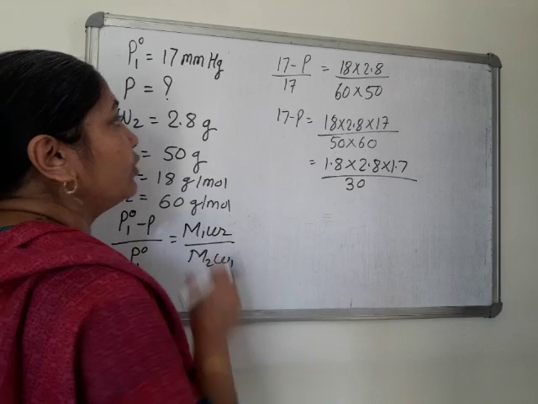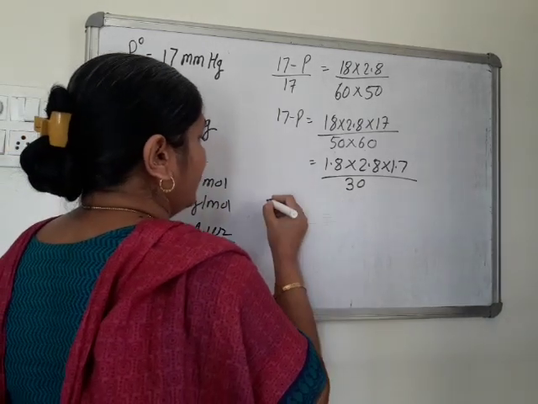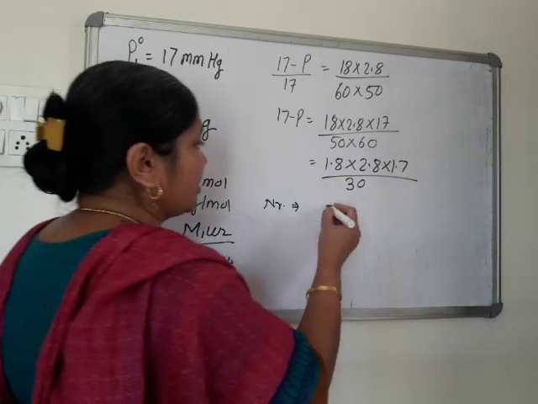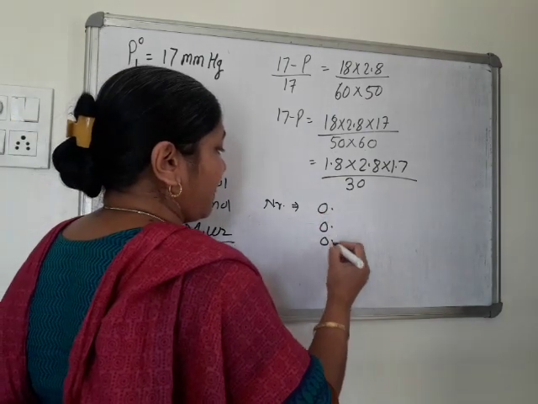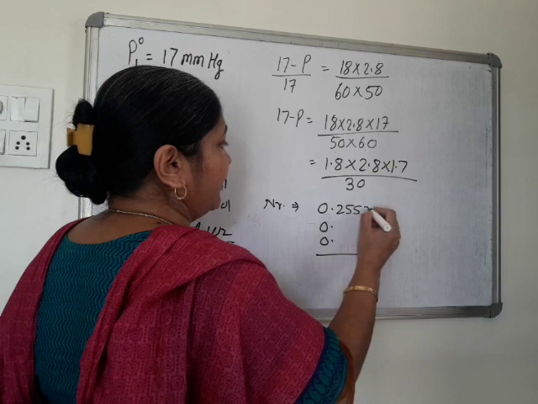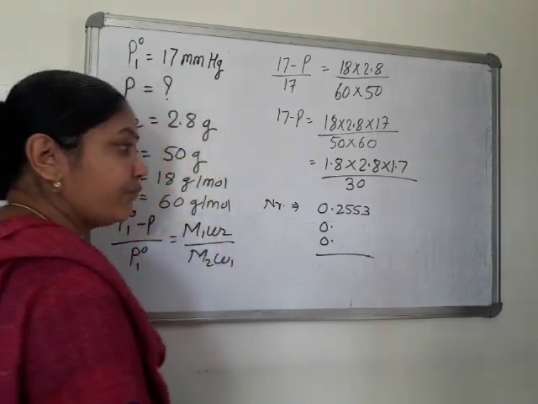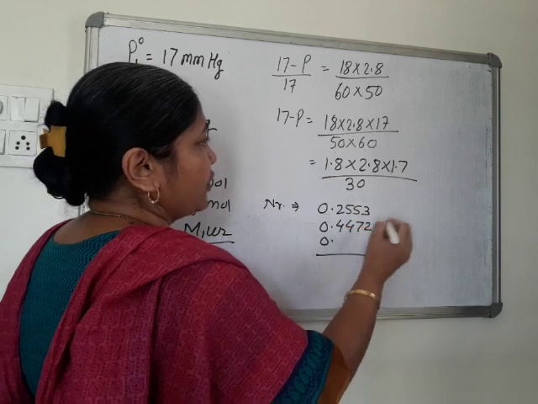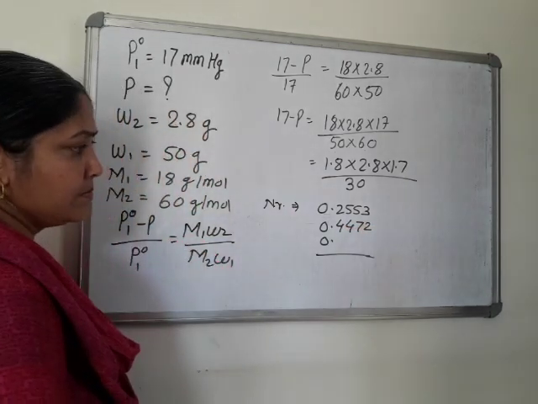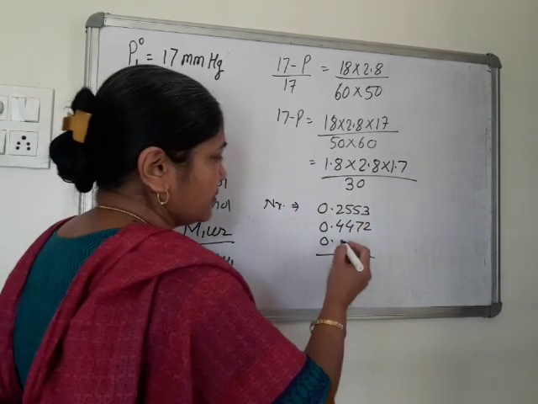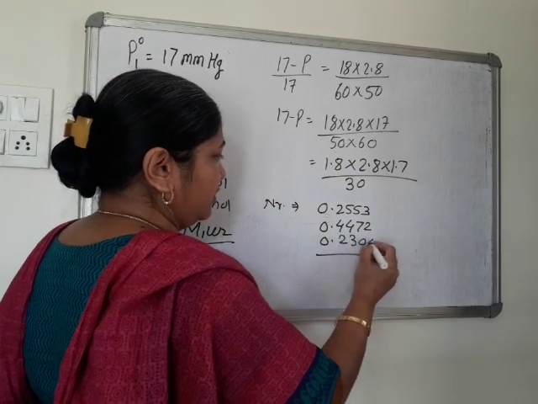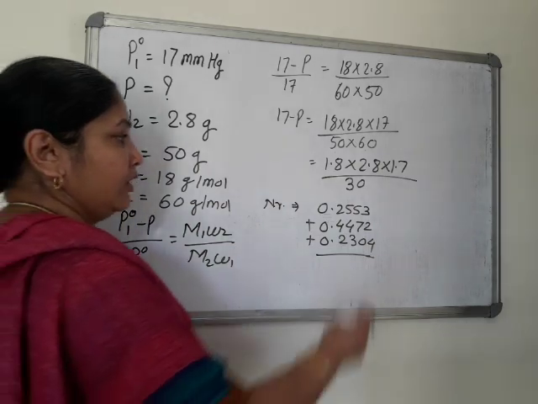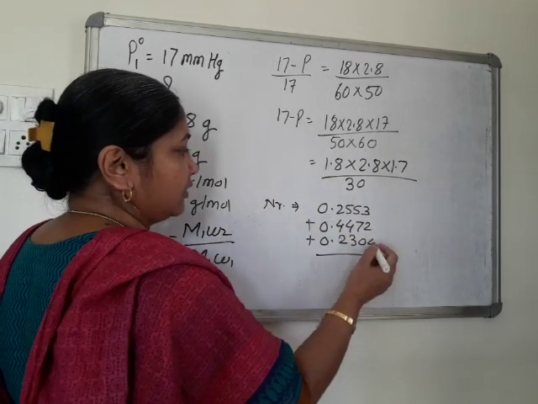Right? Chalo. Numerator and denominator. Simplify. Log of 1.8, how much? 0.2553. Log 2.8 is 0.4472. And log 1.7 is 0.2304. Chalo, these are the logs of the numerator. Add these values. How much is the total?